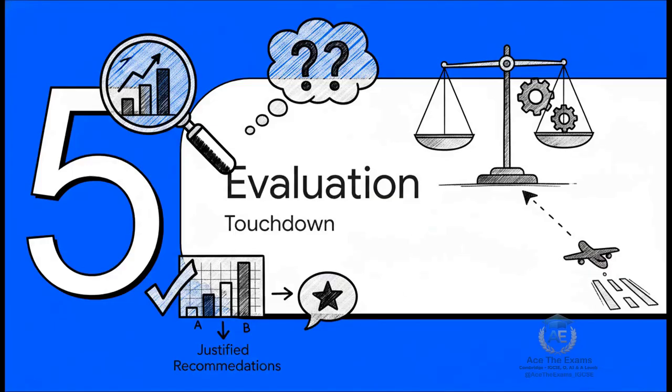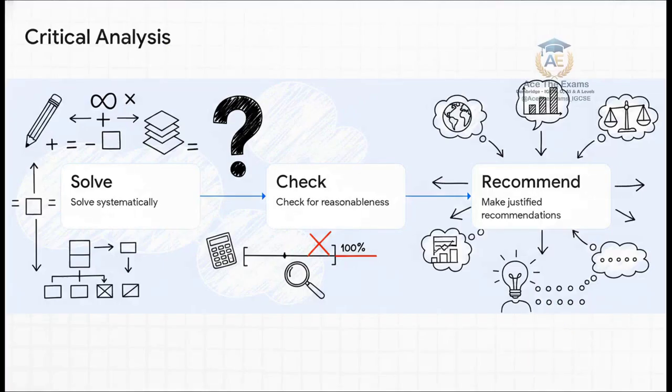Section 5. Touchdown. Evaluation. Final approach sequence initiated. We are on final approach, everyone. This is where we transition from purely mechanical calculation into the higher order critical analysis phase. Top scoring candidates, they don't just calculate a number and walk away. They use a strict deconstruct, solve, evaluate protocol. First, solve the problem systematically, tracking every single mathematical step. Second, and this is absolutely crucial, check your answer for reasonableness.